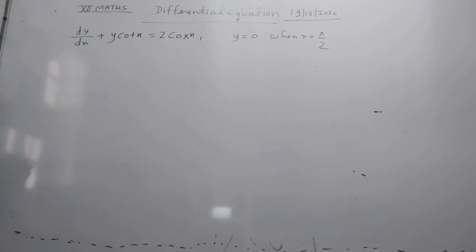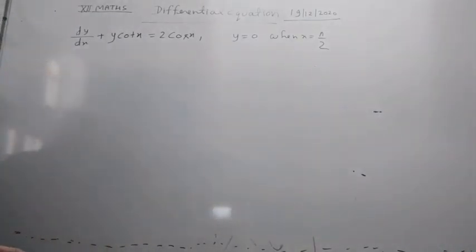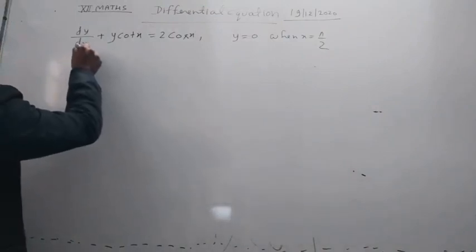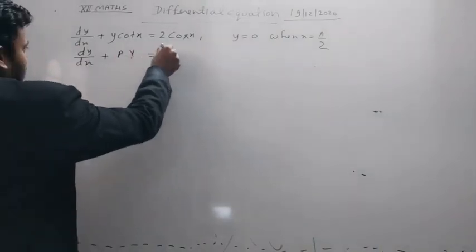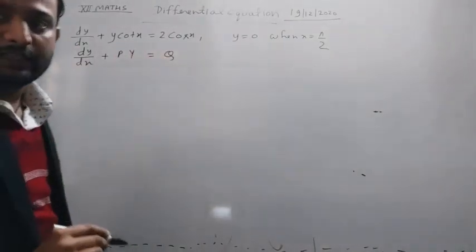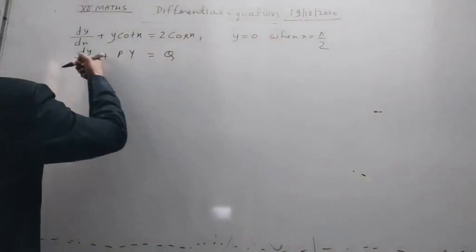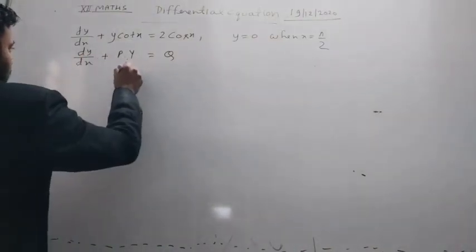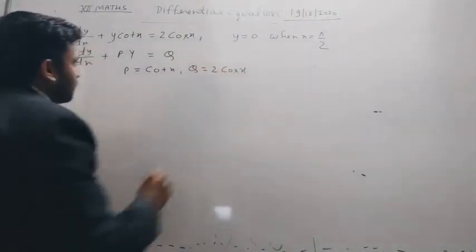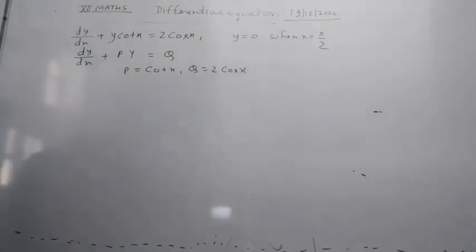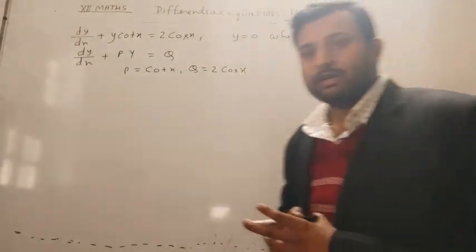Okay, students. So first of all, we will check which type of differential equation this is. This is clearly of the type dy by dx plus py is equal to q. It means that this is a linear differential equation. So we compare this equation with dy by dx plus py is equal to q, where p is equal to cot x and q is equal to 2 cos x.